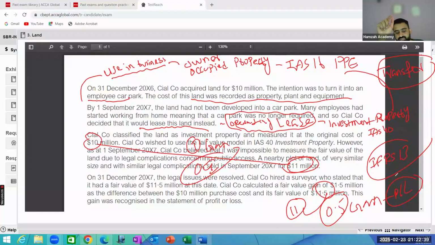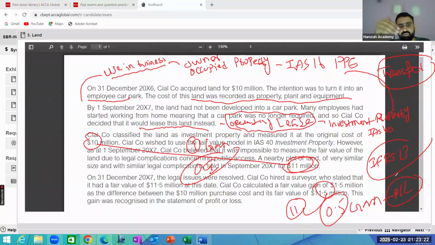And one thing again, the question requirement is how to account for the fair value. Keep in mind, the requirement was how to account for the fair value. The examiner is not asking you what is investment property, or to define investment property. He is not asking what the accounting under the fair value model of investment property is. He is just asking what would be the treatment of fair value gain on this property on the date of transfer and subsequently.